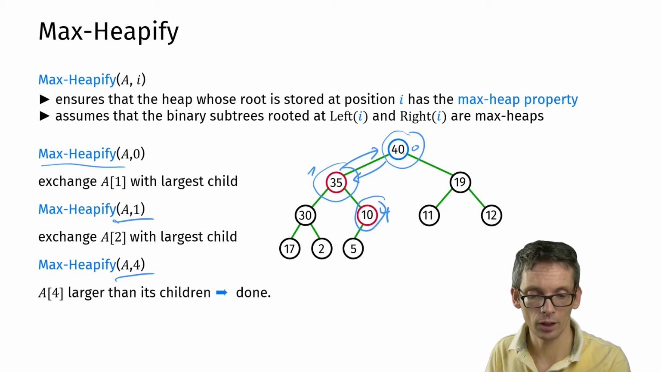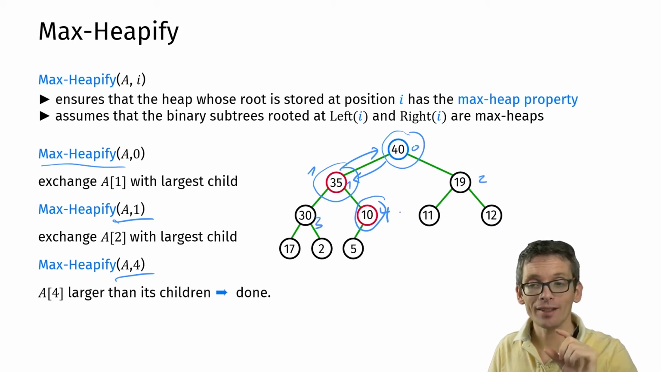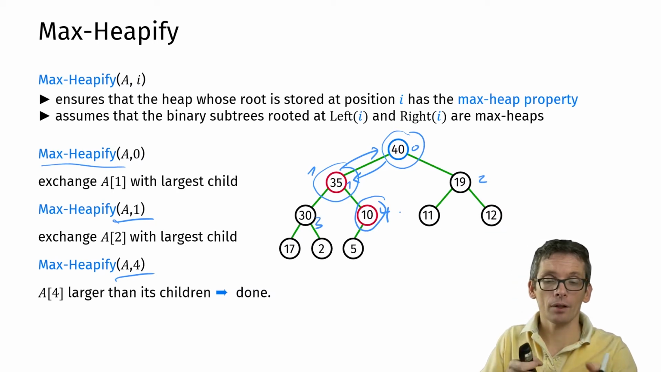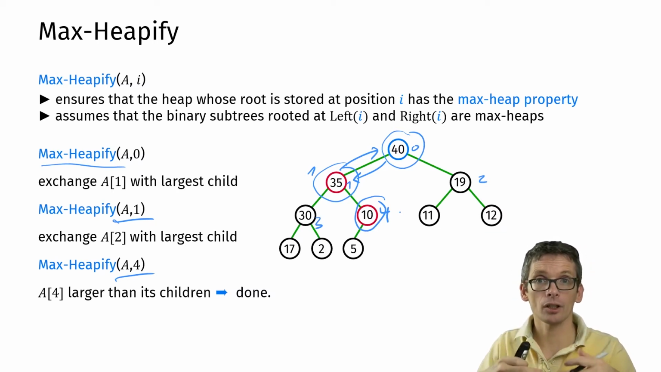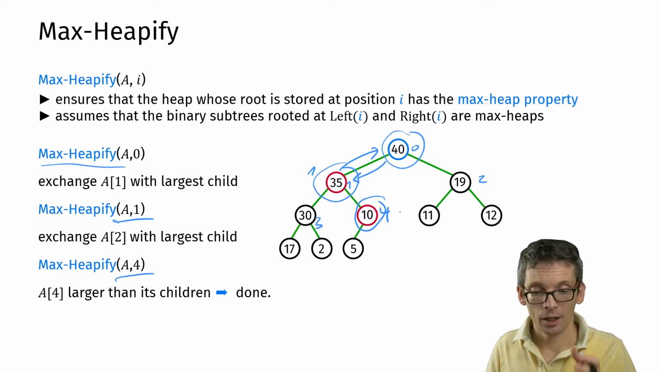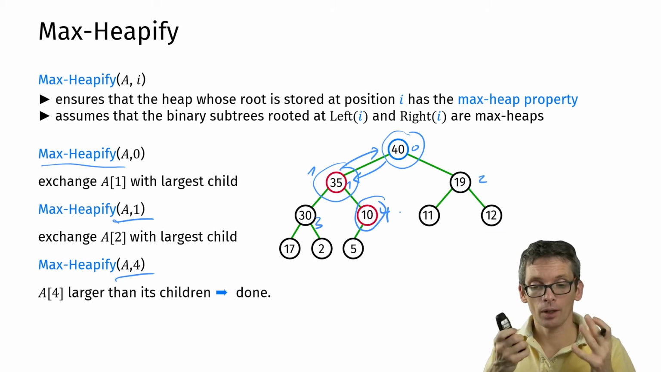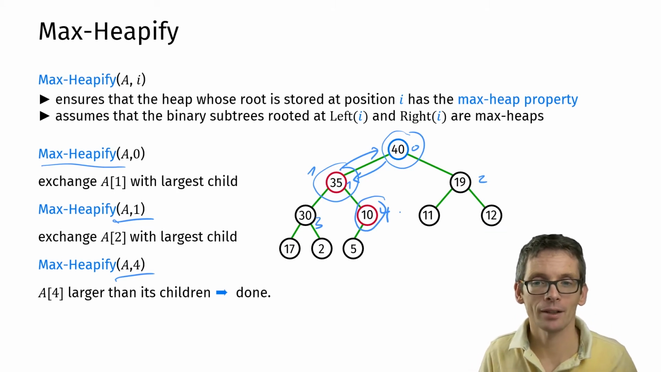So 0, 1, 2, 3, 4. Now at this point, I have a key that is larger or equal to the key of the children, or in this case there's only one child. So now the max heap property holds, we can stop, and we have a max heap.